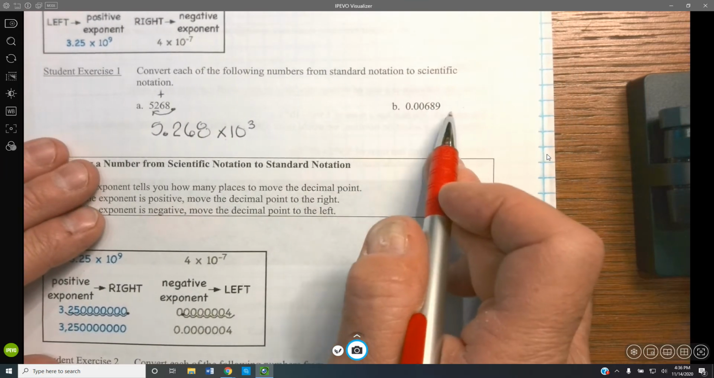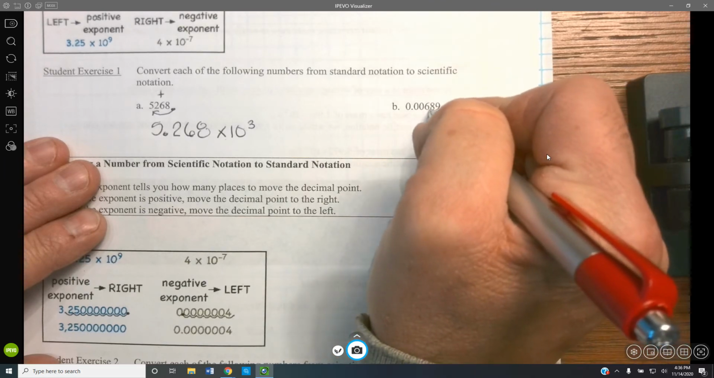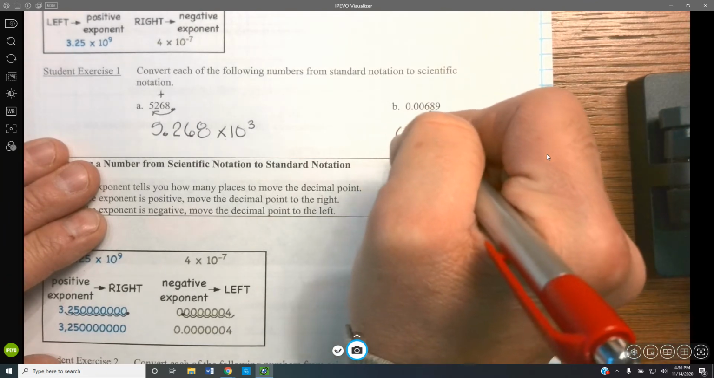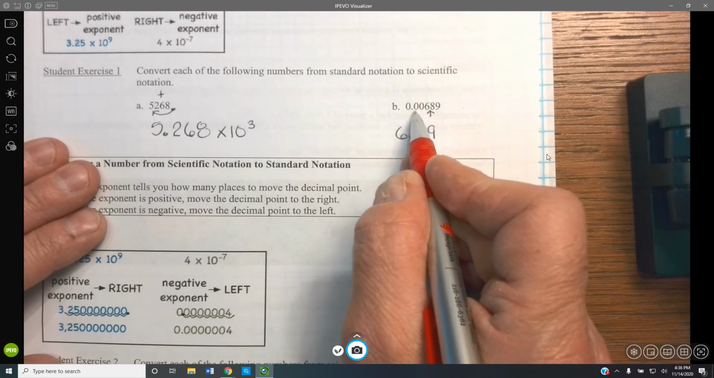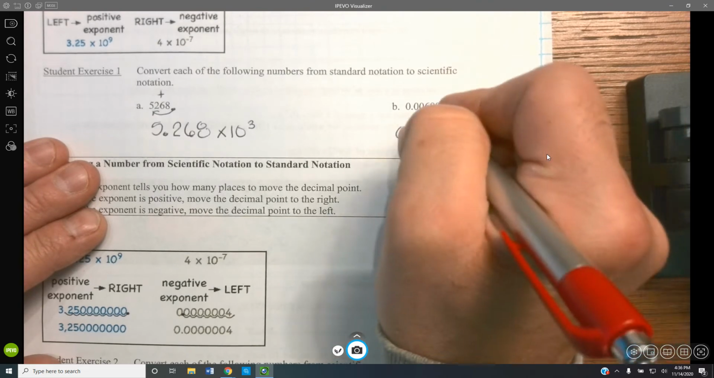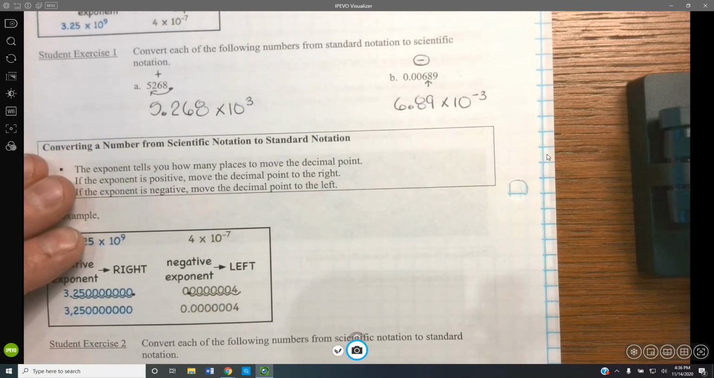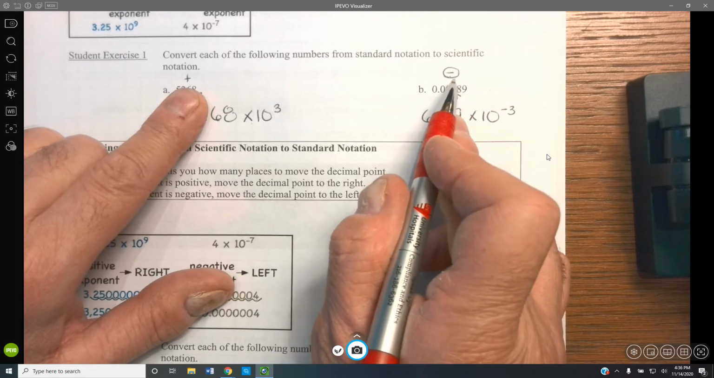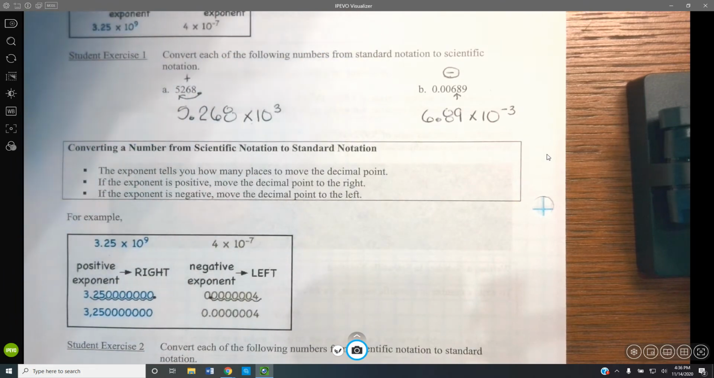I go over to this value, 0.000689. Well, I have to move it until it's right here between the 6 and the 8. So this turns into 6.89. I check the movement. The movement from here was 1, 2, 3 times 10. But remember, this is a small number, so it's minus 3 on the exponent. Now, the reason I like this is because it always tells me what to do if the number is greater or smaller, and it's very easy to tell if a number is greater or smaller than 0.